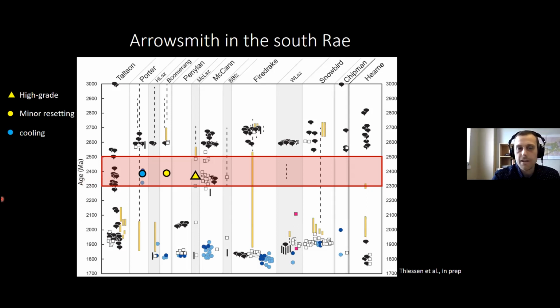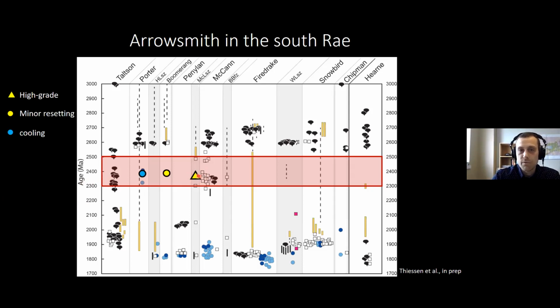Now, looking back at those samples I just showed you that have an Archaean affinity, and plotting them up here, you can see that the sedimentary rock that was in the McCann domain, the yellow triangle, is the one that preserves very high grade Aerosmith aged metamorphism. So that's at least 800 degrees Celsius and probably at least 8 kilobars at about 2.36 Ga.